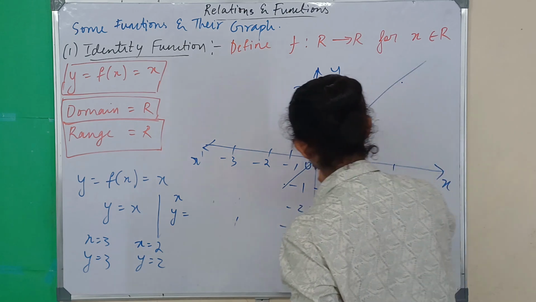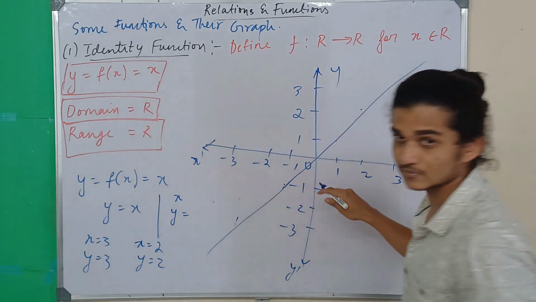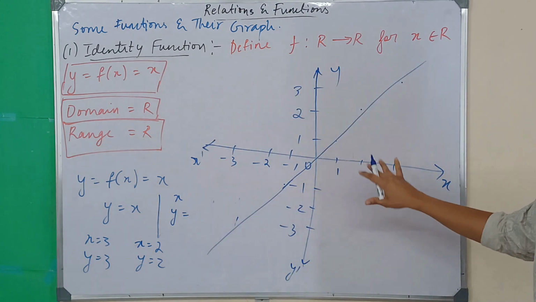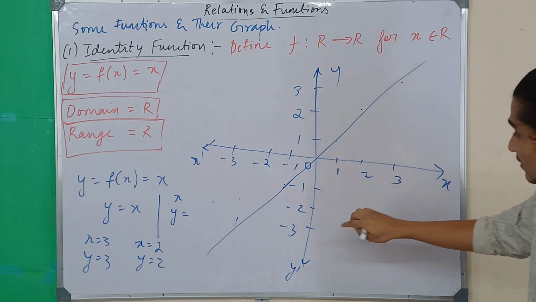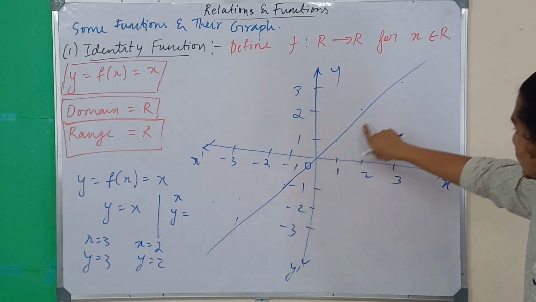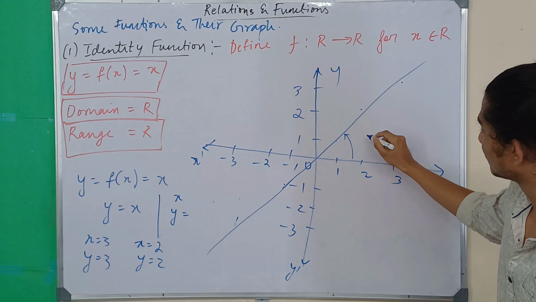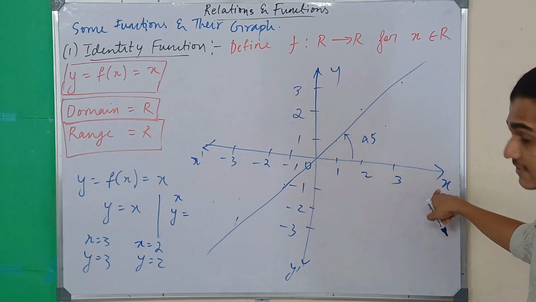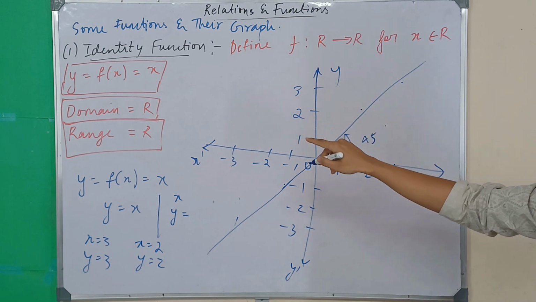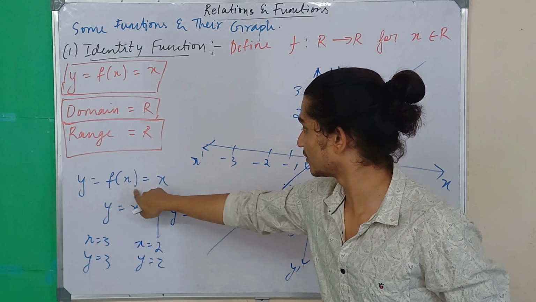Straight line. If you draw it on graph paper, it's going to be a bit accurate, but on the board it's a bit messy. But if you draw it on the graph, you're going to get a straight line passing through the origin, making an angle of 45 degrees with the x-axis. So this is our identity function, where y equal to f of x equal to x.